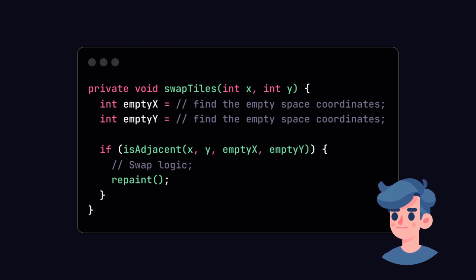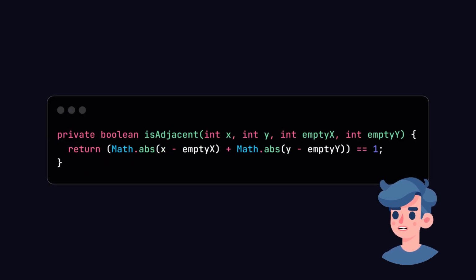We can create a method called swapTiles to handle the logic for swapping the tiles. To determine whether a clicked tile is adjacent to the empty space, we can create an isAdjacent method. This method will return true if the clicked tile's coordinates are next to the empty tile's coordinates.